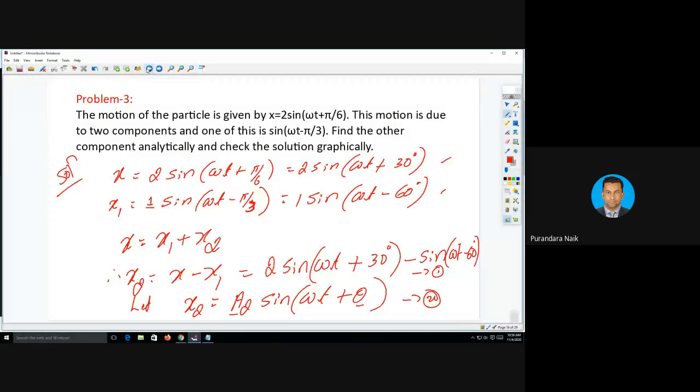Okay, so very simple. It is similar to the first two problems, but instead of taking x, I have taken x2 because x is given, x1 is given, x2 we need to find out. So x2 is equal to a2 sine omega t plus theta. If it is x, I have taken it as a, right? But here it is a2 because it is x2. Next, finished? Hello? Finished or not?